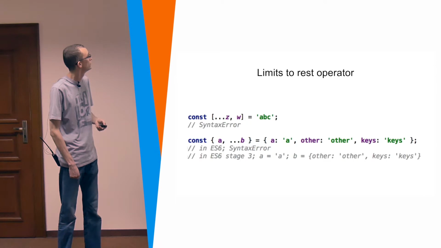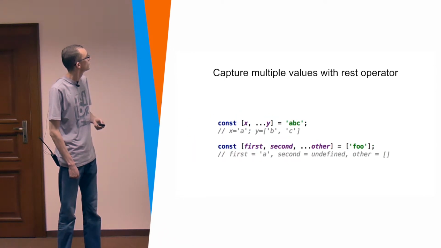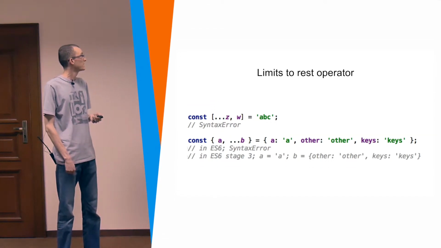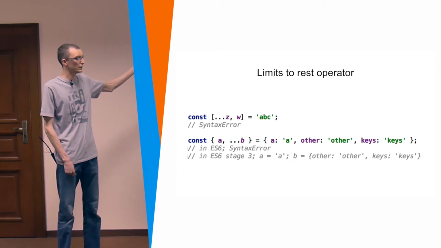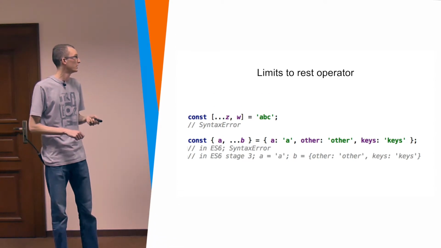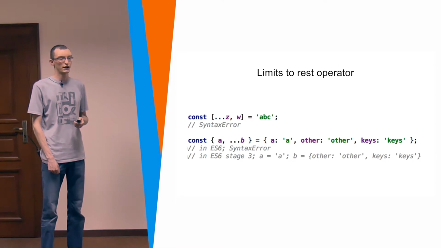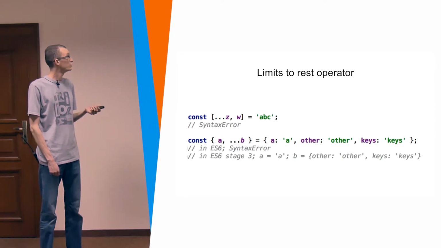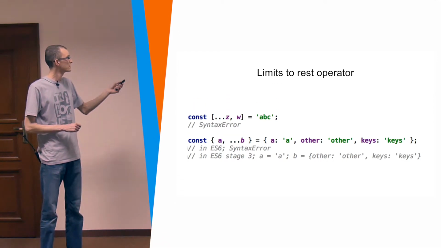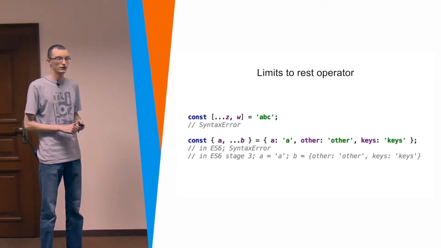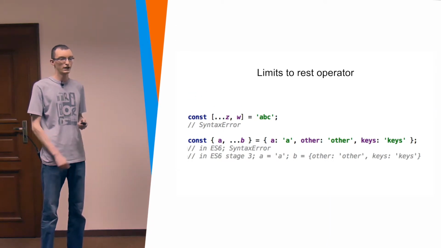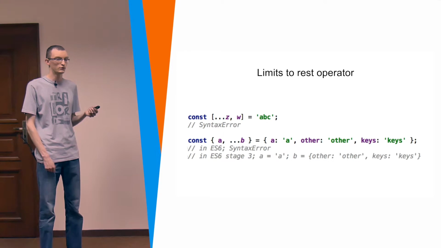So it also has some limits. The REST operator can be only passed as the last argument. In other cases, it will raise a syntax error. We can also use this REST operator in object destructuring, like in this case, but it is available only at stage 3 of ECMAScript, so in ES6 it is not available.